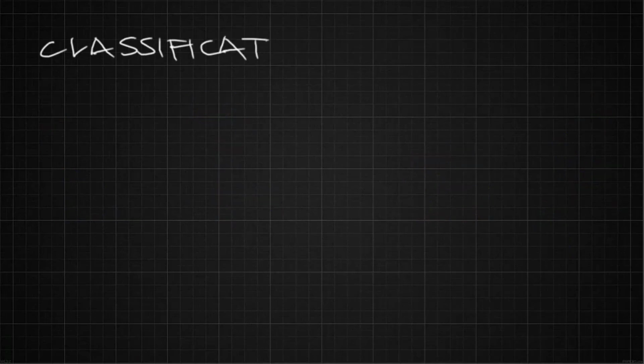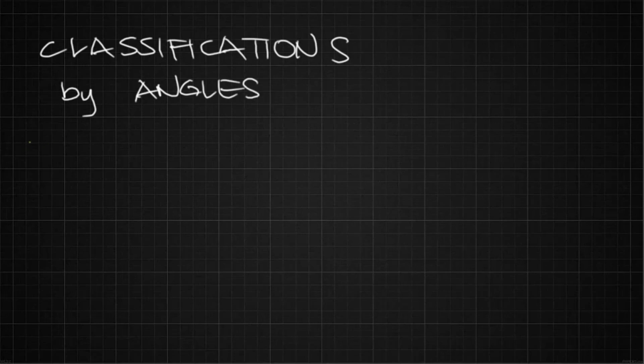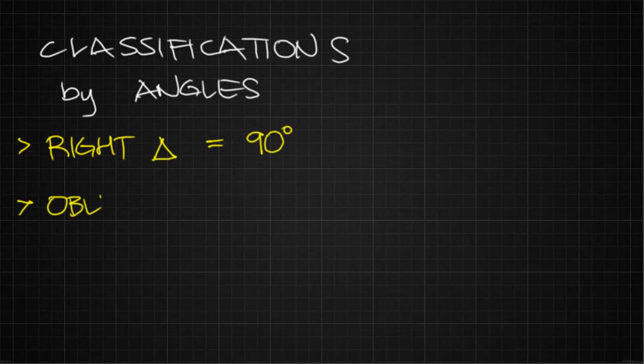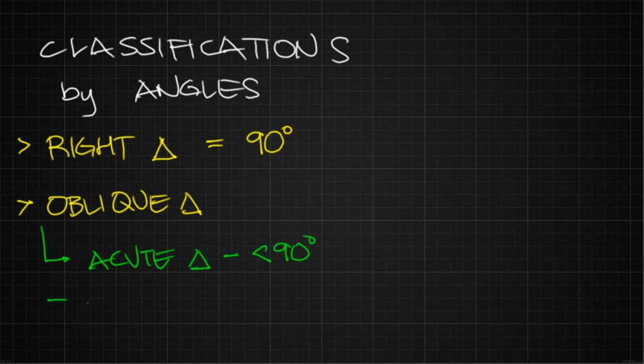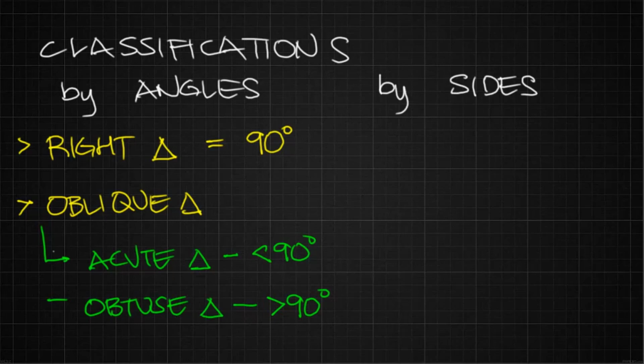Triangles can be classified into two. First one is by angles, where we have a right triangle where there is one interior angle that measures exactly 90 degrees. And oblique triangles that are further subdivided into acute triangles where all interior angles are less than 90 degrees, and obtuse triangles where we have one interior angle that measures greater than 90 degrees. And the other classification is through the sides.